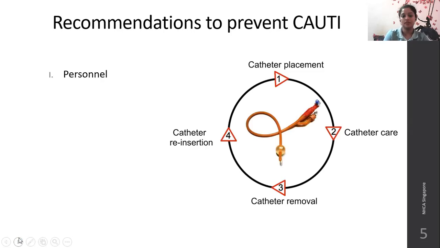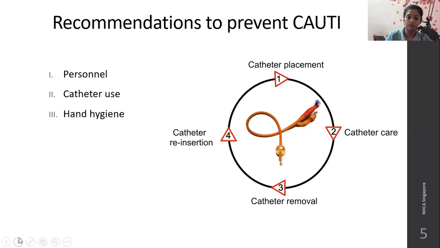Okay, first thing, personnel. The person who is putting in the catheter should follow all the aseptic technique. The correct placement procedure should be followed. Catheter use: the catheter should be used only when it is required, and when it is not required, it should be removed. So that is another example of preventing UTI. As long as it is required, only that time it should be used. After that, it should be removed.